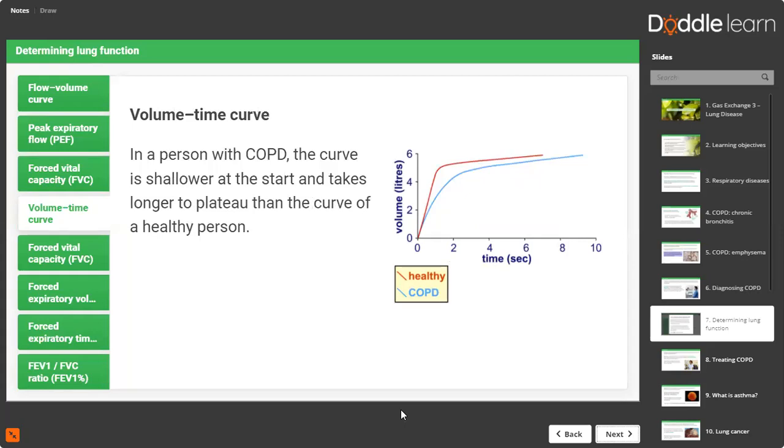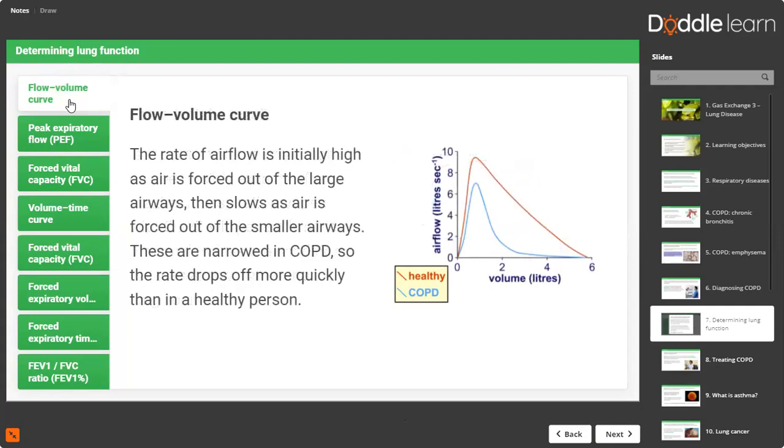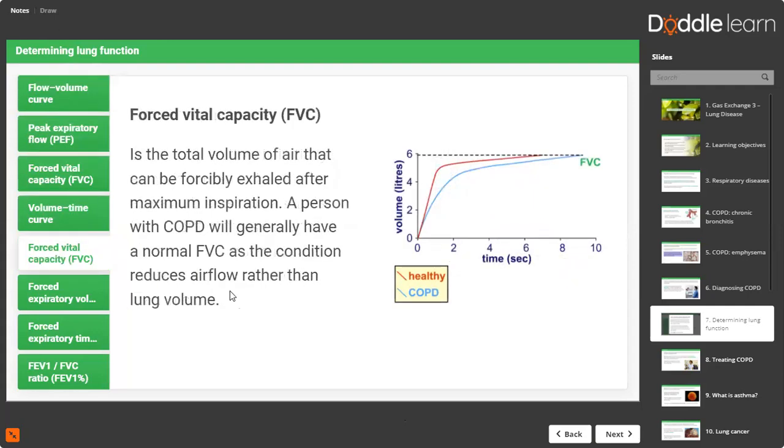And that's because of the narrowing of the airways. So whilst we can take all these liters of air in, it takes someone longer because those airways are narrowed. So forced vital capacity, again, we're going to look at it on our volume time curve this time. So we looked at it on the flow volume curve. This time we're going to look at it on the volume time curve.